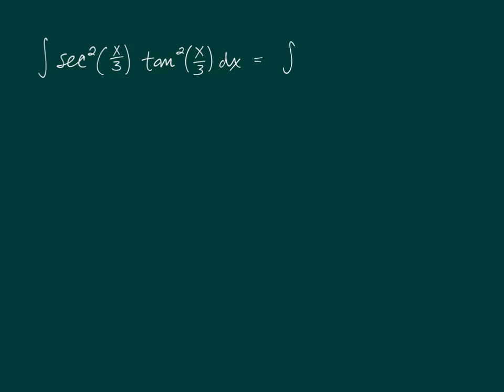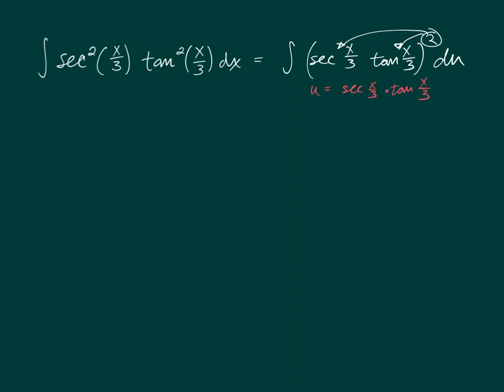So we could try to do something like this: secant x over 3, tangent x over 3, the entire thing squared, because we would just distribute this square here and here, but that's going to make real big troubles when we try to set our u equal to secant x over 3, tangent x over 3, and now we have a product rule, and that's too much. So we can't think of it like this. So there's got to be an easier way.